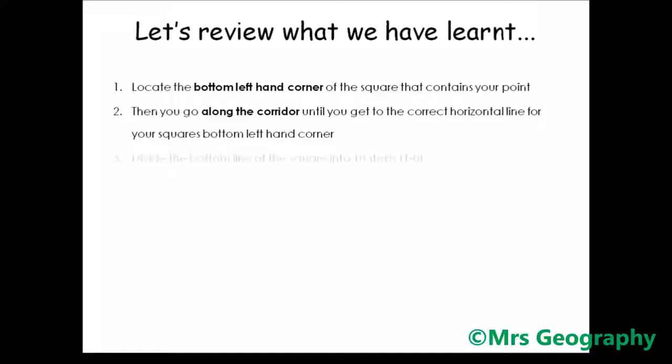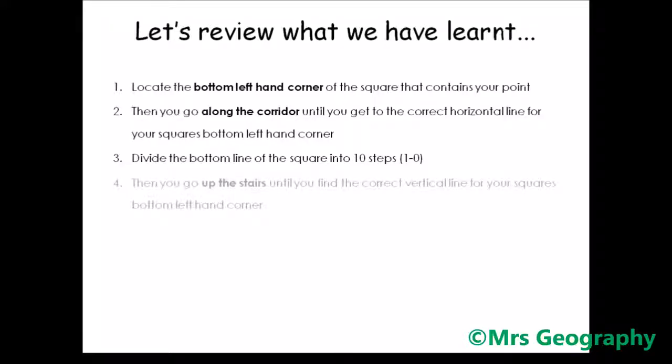From this point, you then divide the bottom line of that square only into 10 even steps and find which step the point is closest to. Remember, sometimes it's easier to halve the square beforehand, so if you know it's below or above 5.